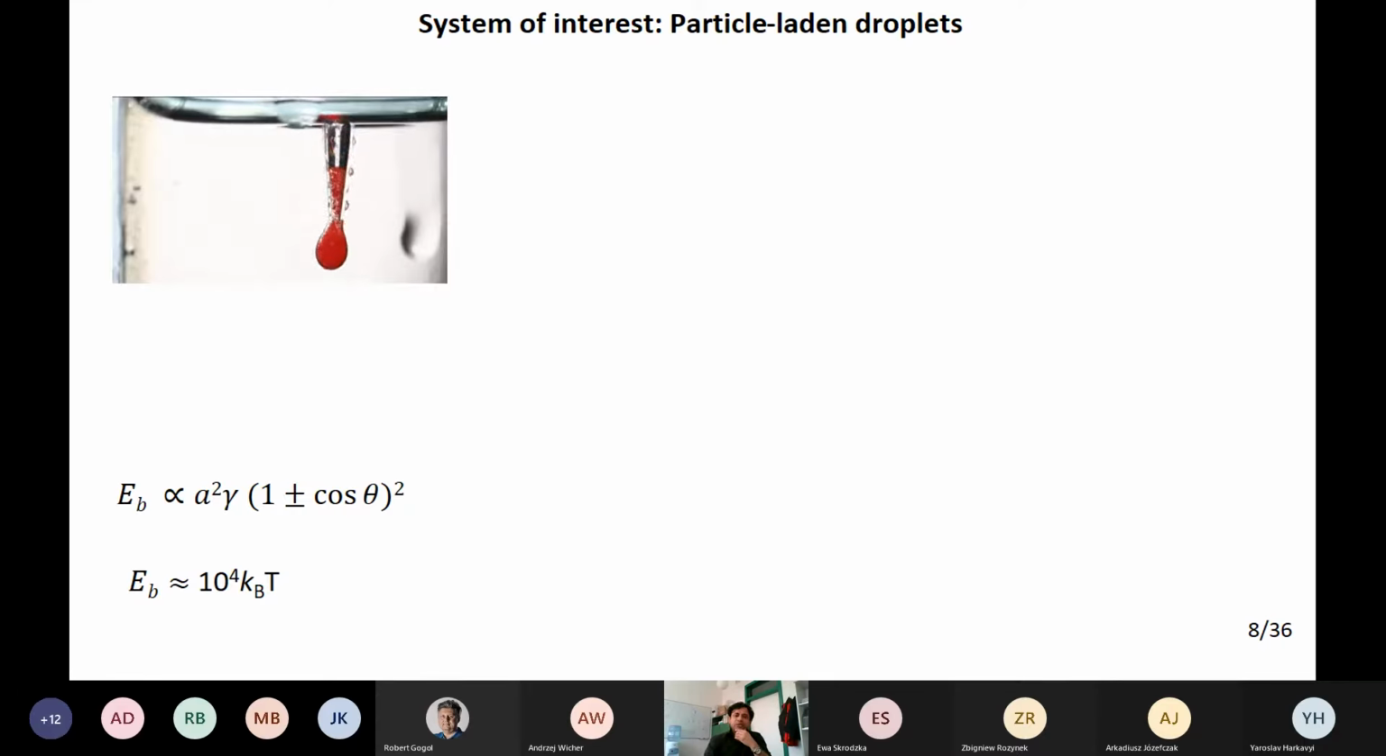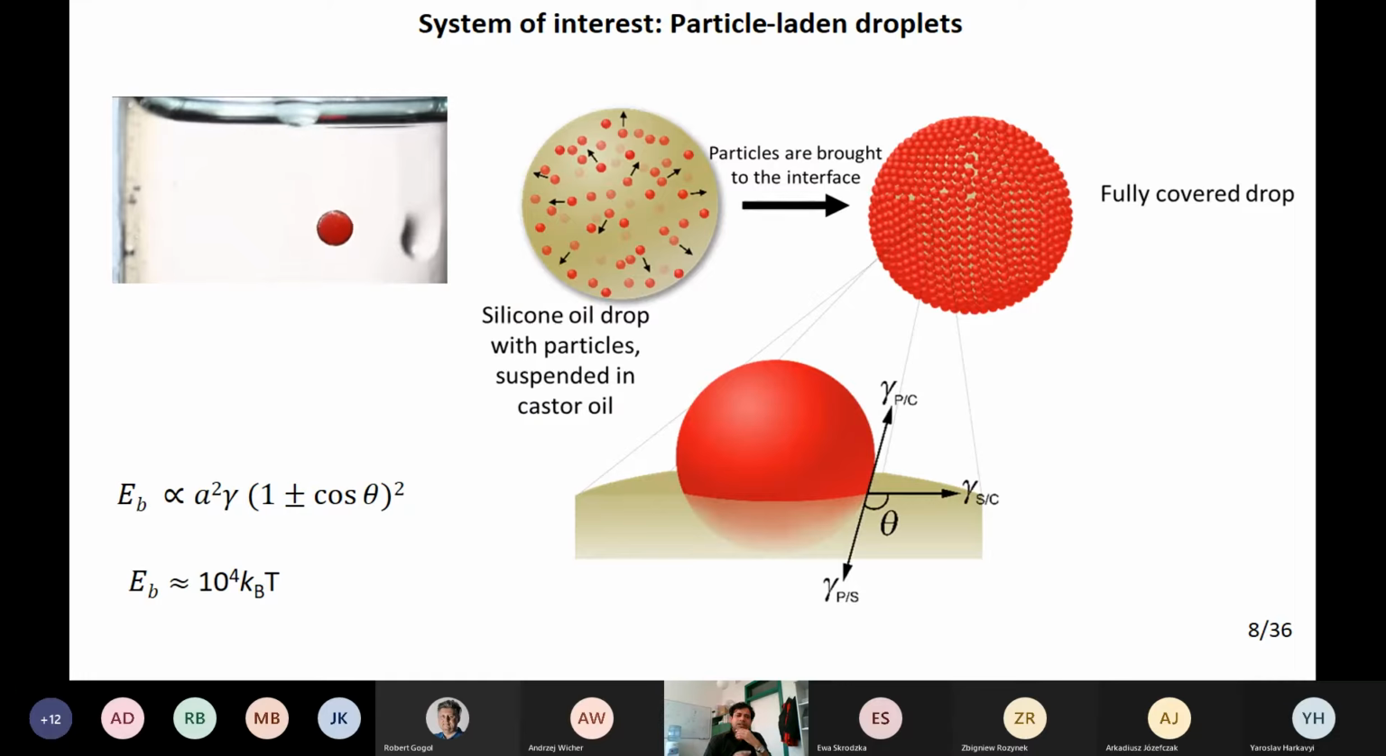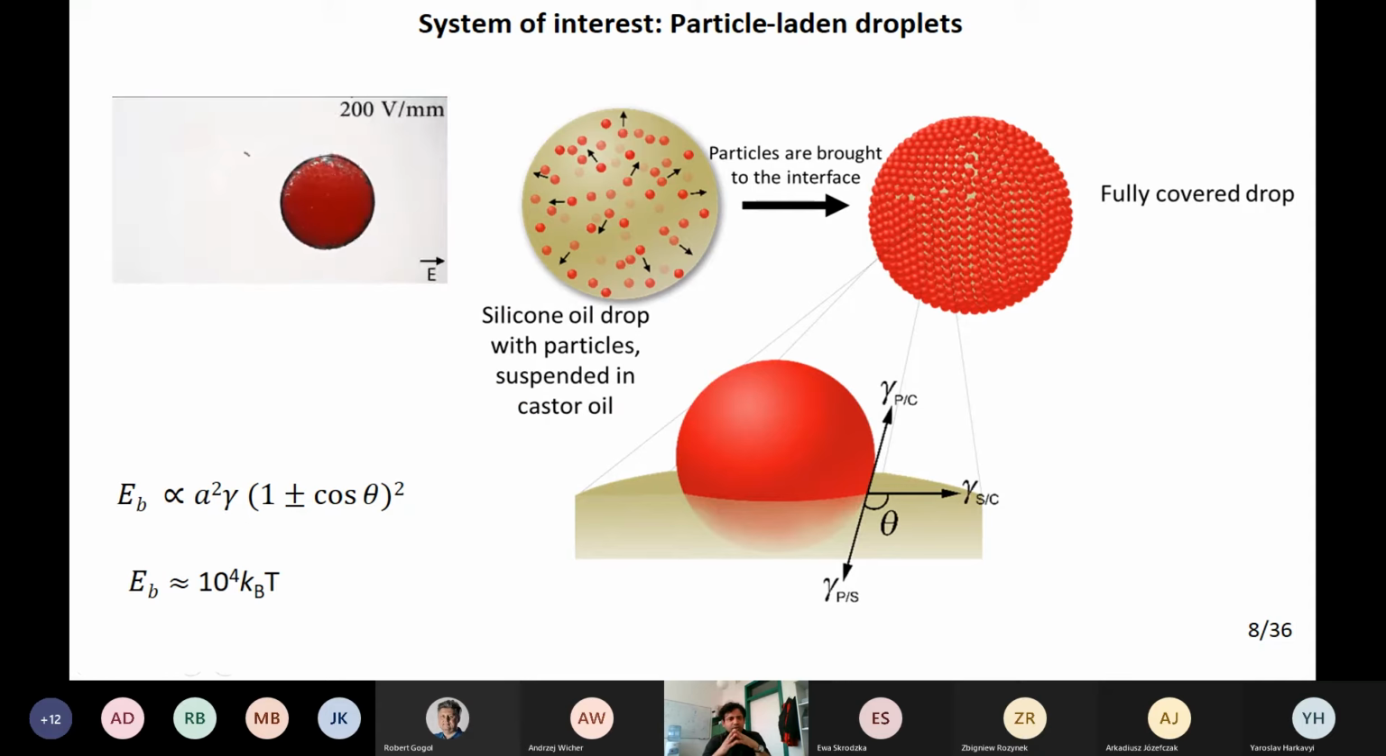Here I want to show you the schematic diagram. This is the particle with the three-phase contact angle. Number one is particle and castor oil, silicon oil and castor oil, and particle and silicon oil.